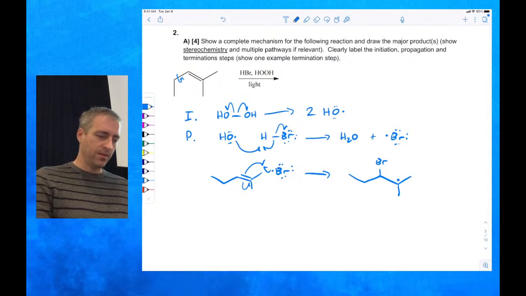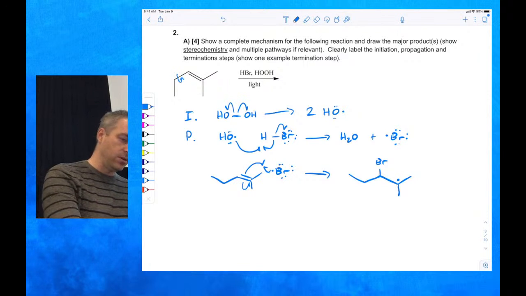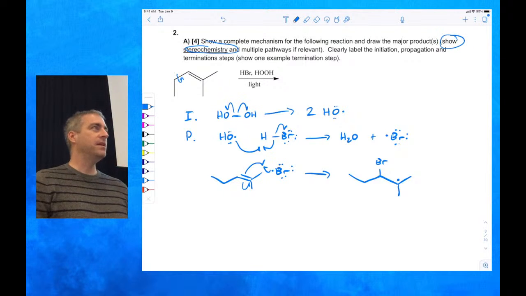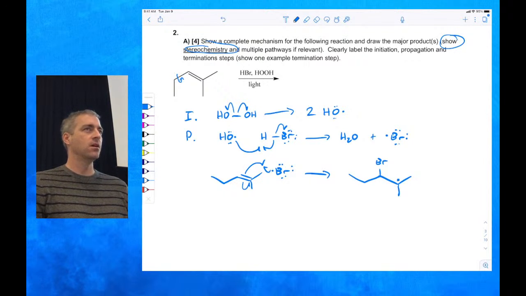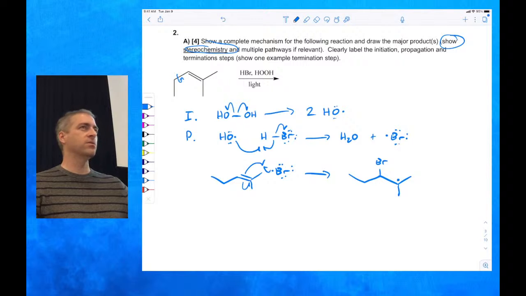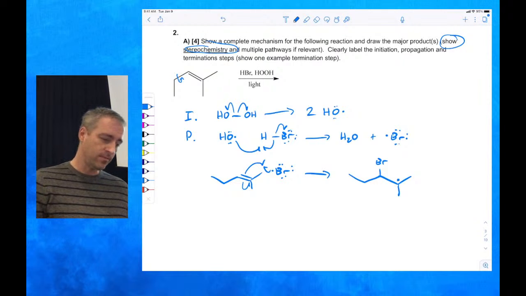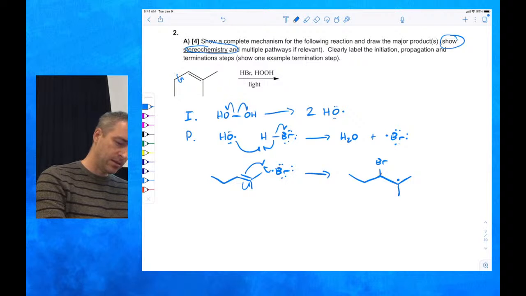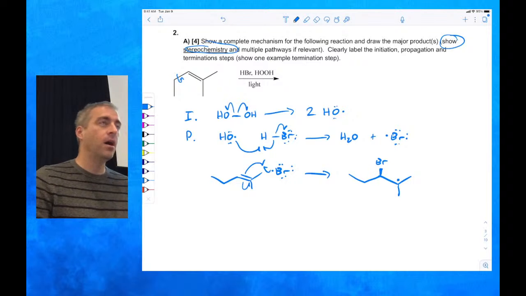Now, this question asks us to show the stereochemistry. What that means when you see show stereochemistry is use hashed and wedged bonds, or any other way, like if you want to use a cyclohexane chair, that's showing stereochemistry, or if you want to use Newman projections, that's showing stereochemistry too. So let's give that a wedged bond.